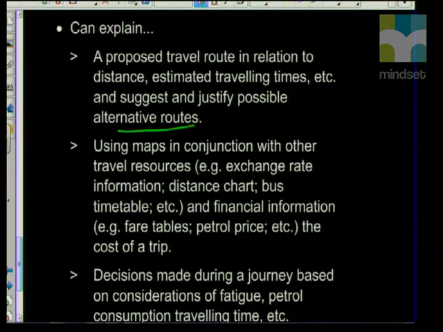You also need to be able to use maps in conjunction with other travel resources, for example, exchange rates, distance charts, bus timetables, and all of those types of things. You're expected to be able to use all of these types of tables to have it all linked together in your actual planning of your trip. The financial information, for example, the fare tables, petrol prices, etc., also would help to work out the cost of a trip.